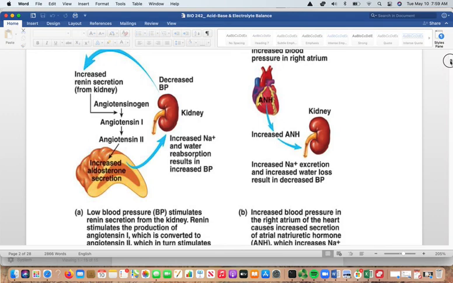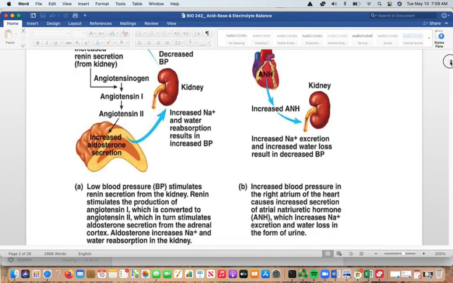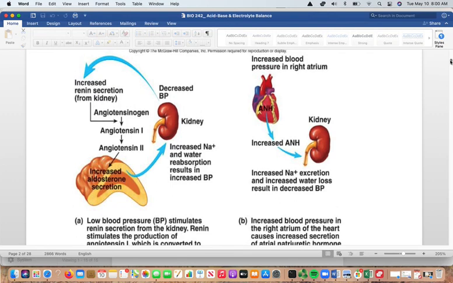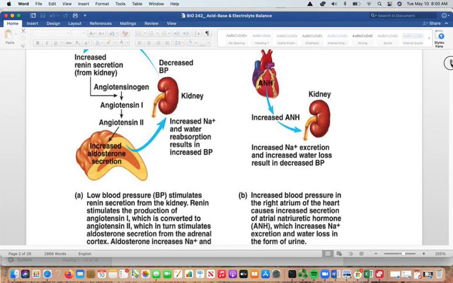So when blood pressure is low, we have lots of mechanisms to try and change this. One is by changing the blood volume. When the kidney perceives that there is low blood pressure, renin is secreted, and that will lead to the RAA system's pathway, where you'll have angiotensin 1 and angiotensin 2 to increase water being reabsorbed. If the blood pressure is too high in the right atrium of the heart, atrial natriuretic peptide is going to cause the kidneys to excrete more sodium, and the water will follow.